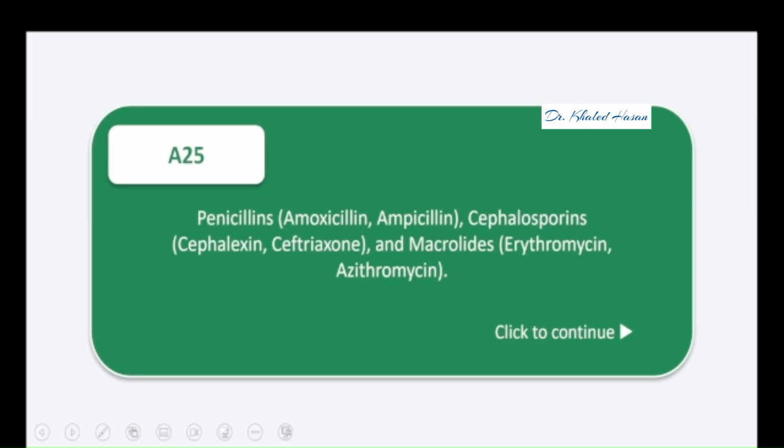Safe during pregnancy, we have penicillin, amoxicillin, and ampicillin, cephalosporins such as cefalexin, ceftriaxone, and macrolides such as erythromycin and azithromycin.